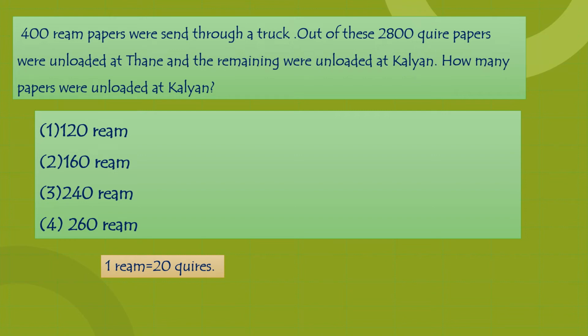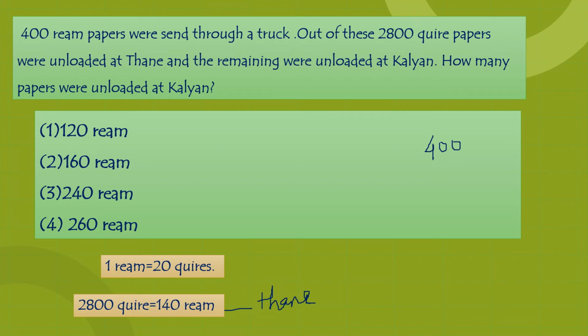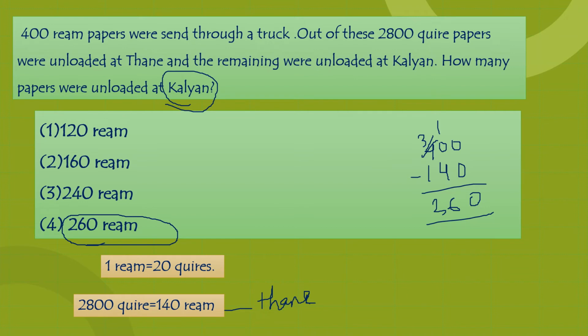Okay, one rim has 20 quires of paper. And so 2800 quires of paper is equal to how many rims? 140 rims. So if you have got 140 rims of paper, alright, where was this 140 rims unloaded? At Thane. Okay, this was unloaded at Thane. Now total rims is how much? 400, right. So 400 minus 140 is equal to how much? Yes, 260, right? 260. So 260 rims were unloaded at Kalyan. Okay, so 260 rims were unloaded at Kalyan.